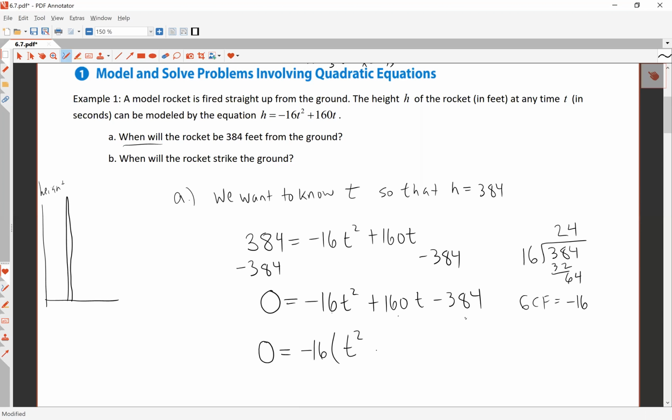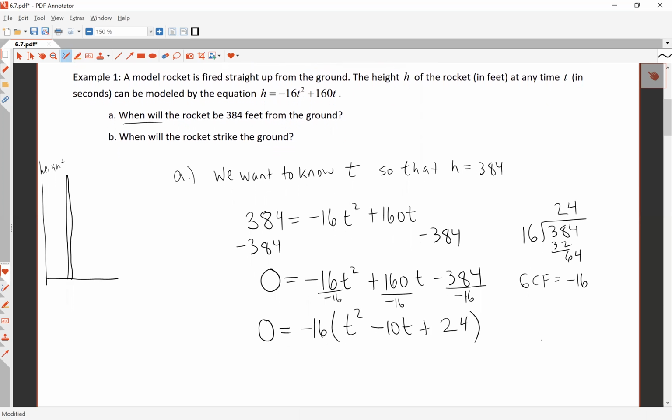That gives us t squared minus 10t, dividing everything by negative 16, and gives us plus 24. T squared minus 10t plus 24. Now we factor that: negative 16 times t minus 6 times t minus 4.